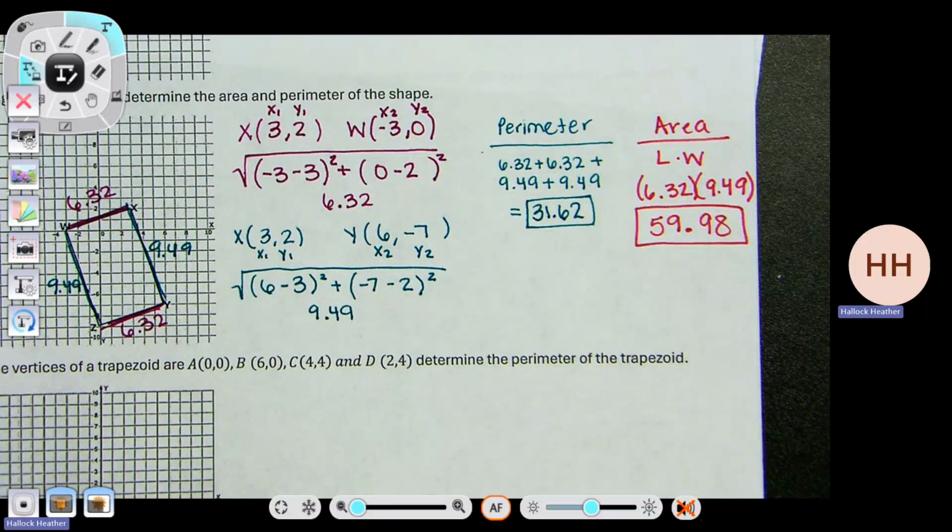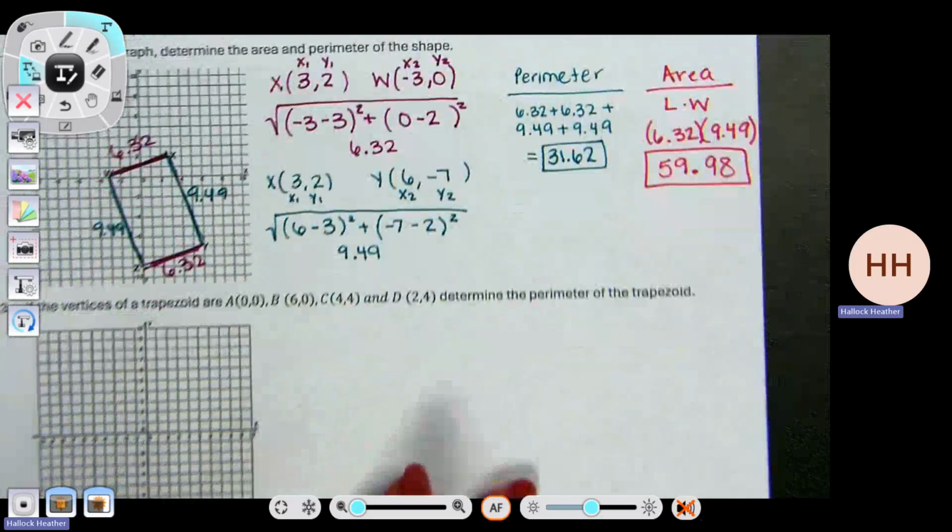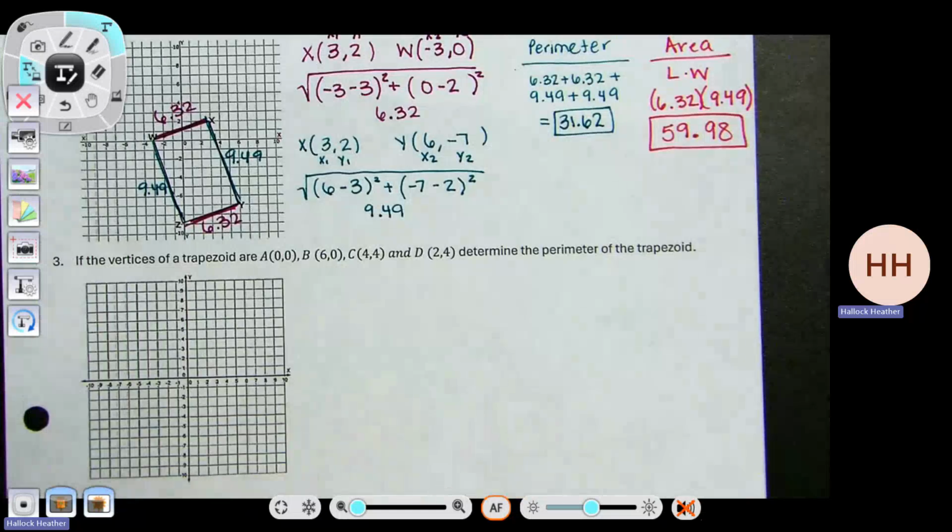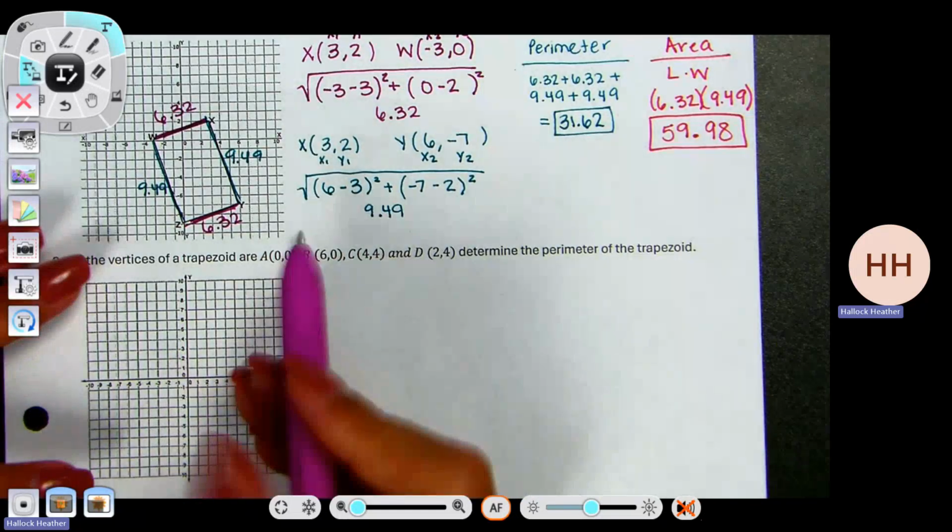Okay, the next one doesn't have a picture. We have a bunch of coordinate points. It says if the vertices of a trapezoid are given, determine the perimeter of the trapezoid. So we don't have to find area, just perimeter. Okay. So take a second. Let's plot our points. It should make a trapezoid. So it's going to look a little weird because it's a trapezoid.